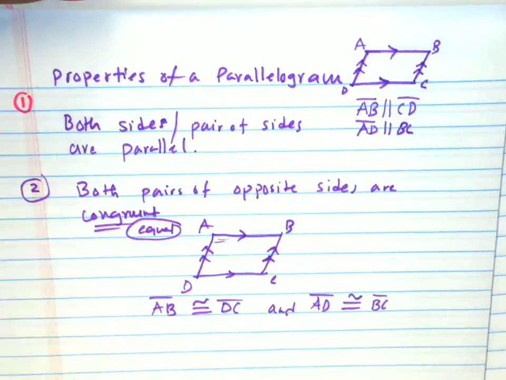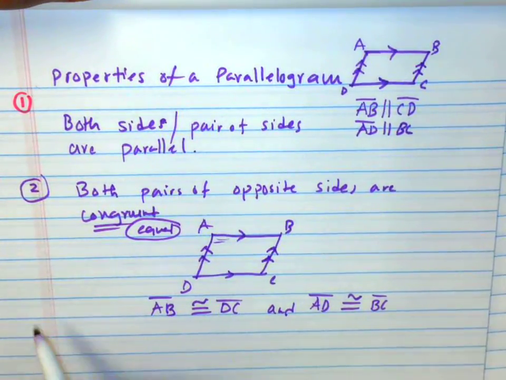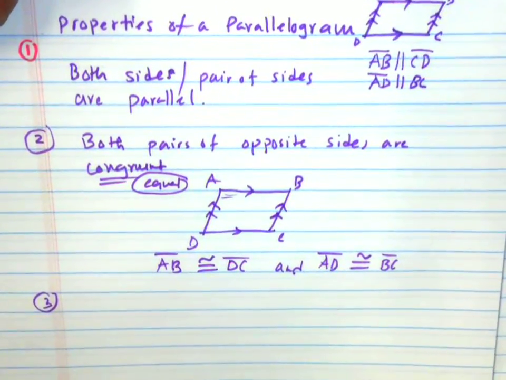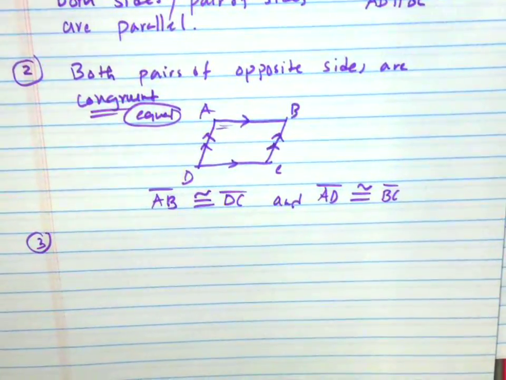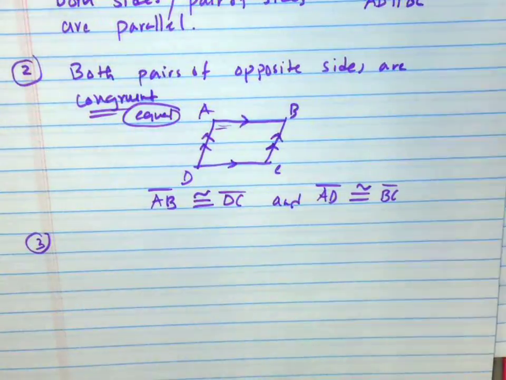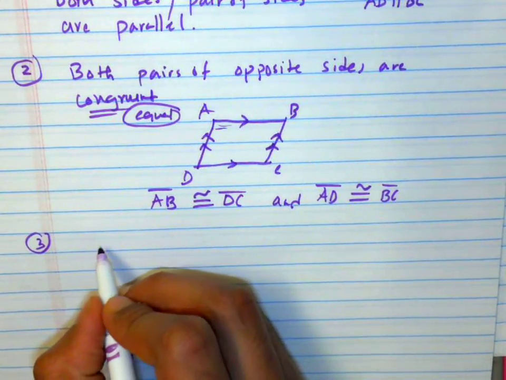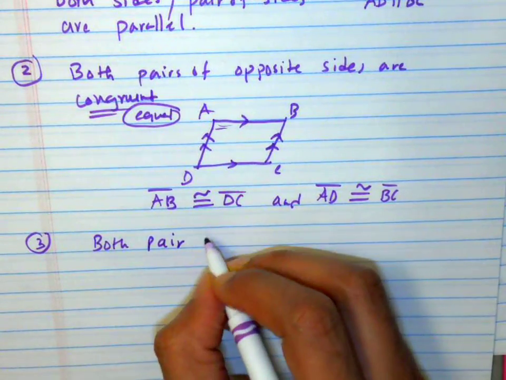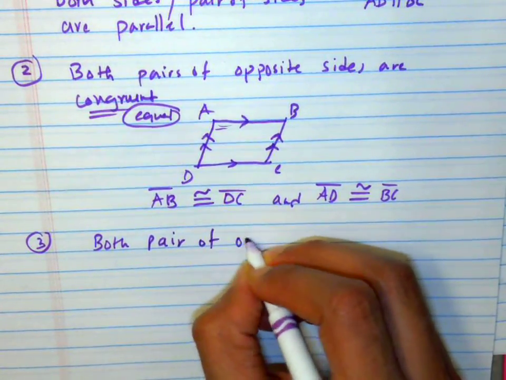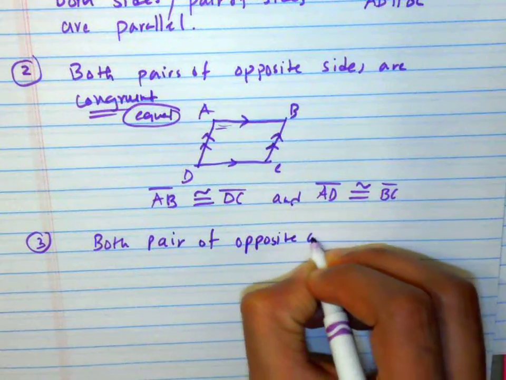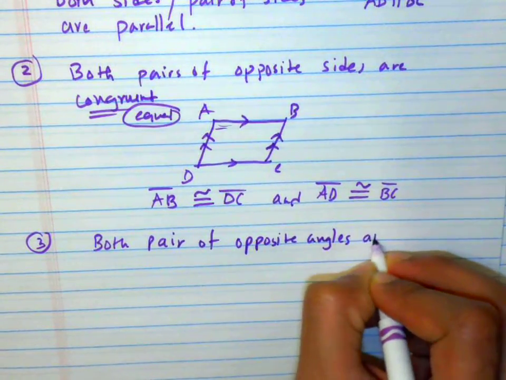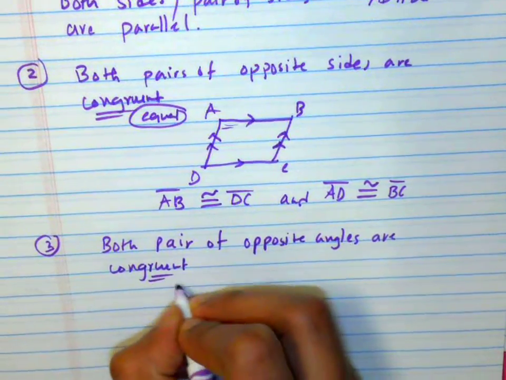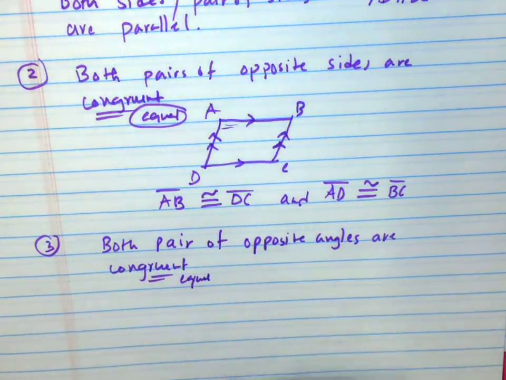Alright, moving to the third property. The third one talks about the angles. It says both pairs of opposite angles are congruent. So it says that both pairs of opposite angles are the same, or equal.